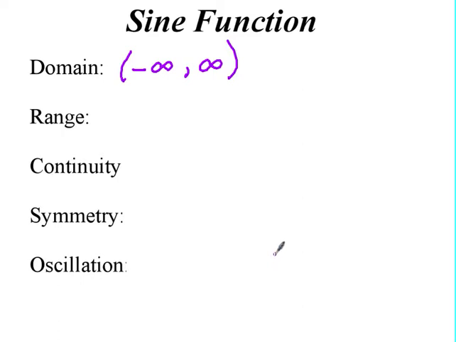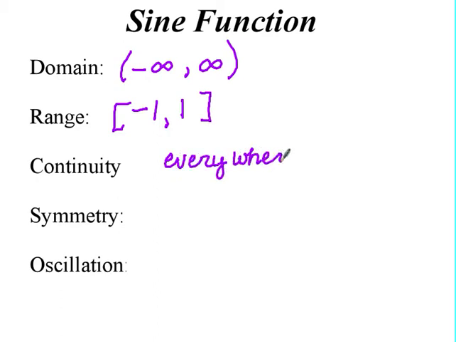All right, what about the range? -1 to +1. And we actually call this function an oscillating function, because the word oscillate means to go back and forth. It's kind of like a pendulum. Continuity, what can you tell me about the graph? It's continuous for the entire domain, or continuous for all x. So it's continuous everywhere. Or you could put negative infinity to positive infinity. Symmetry, what can you tell me about symmetry?